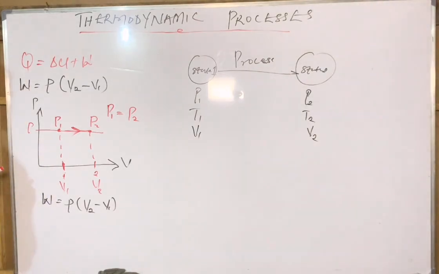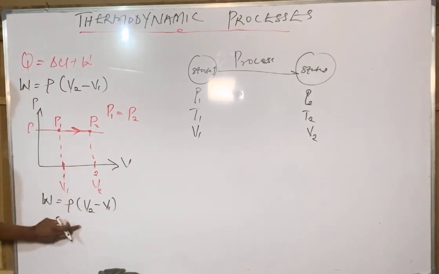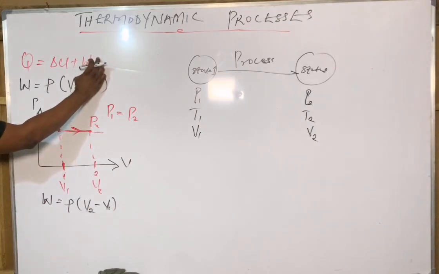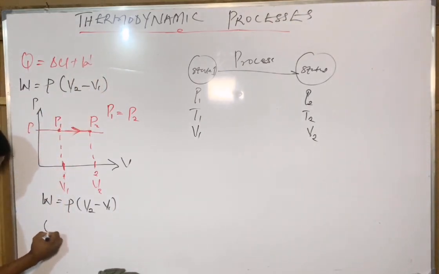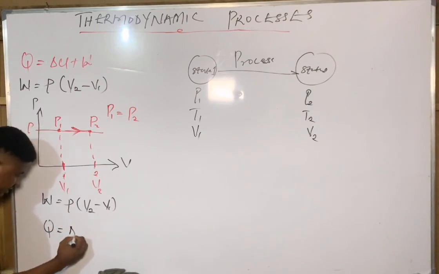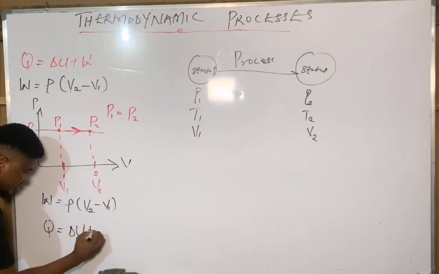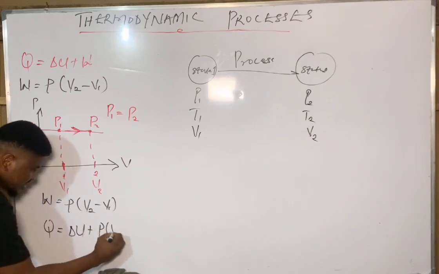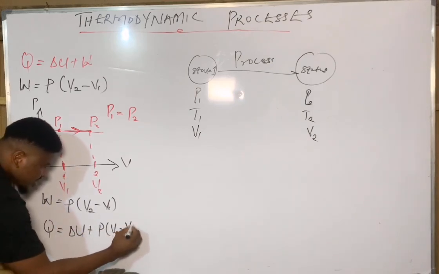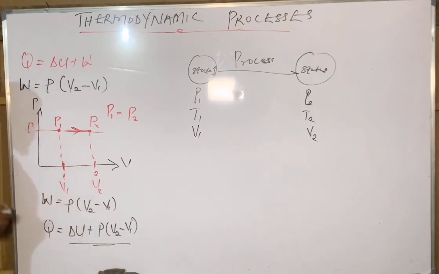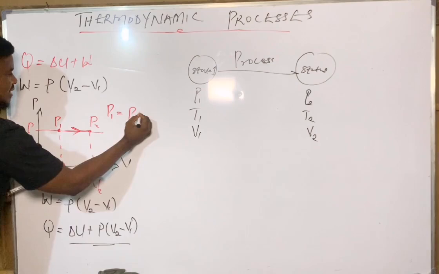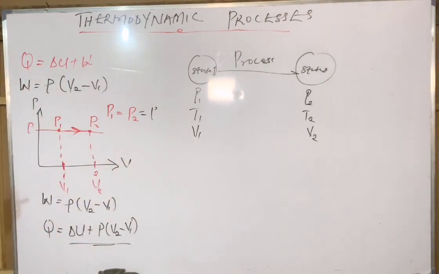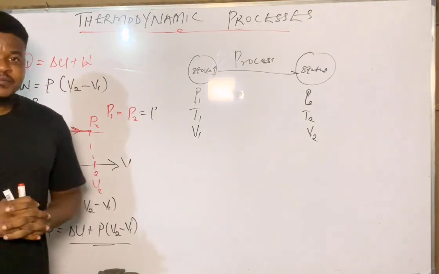Okay, so for the isobaric process, from the first law of thermodynamics, if we plug in this equation for work done here, we are simply going to have that the heat supplied for an isobaric process is the change in internal energy plus P multiplied by (V2 minus V1), keeping in mind that P2 is equal to P1, and that can simply be P.